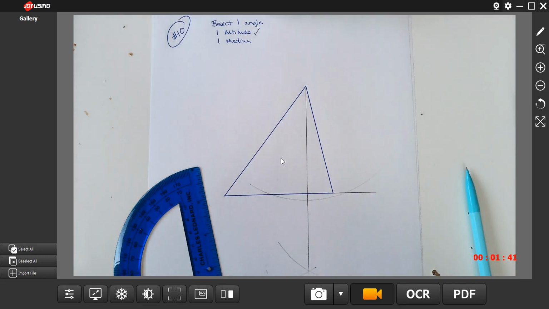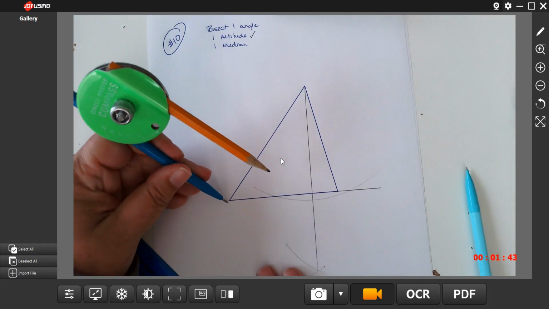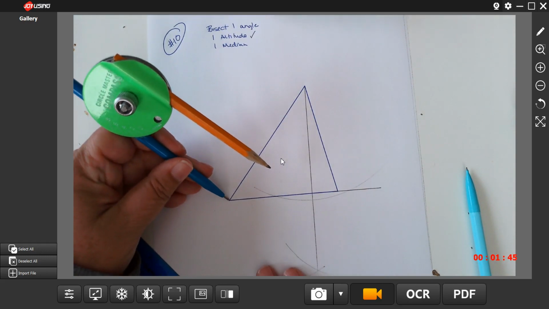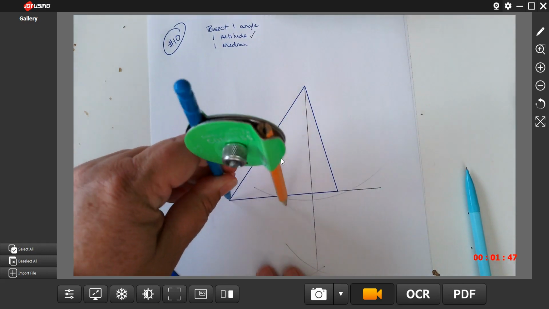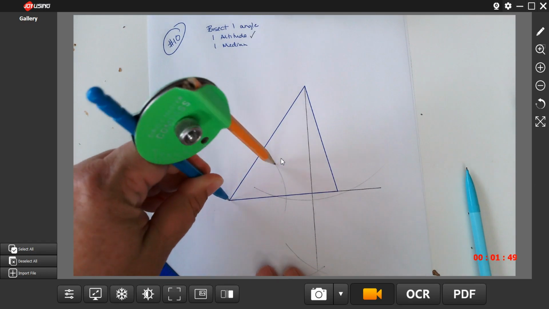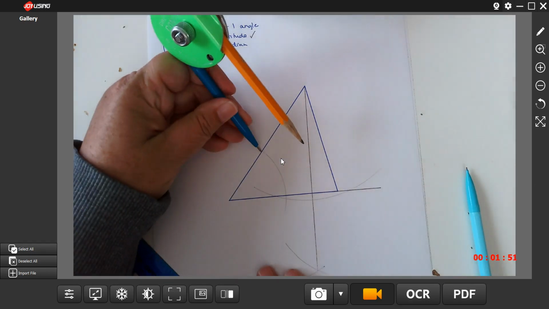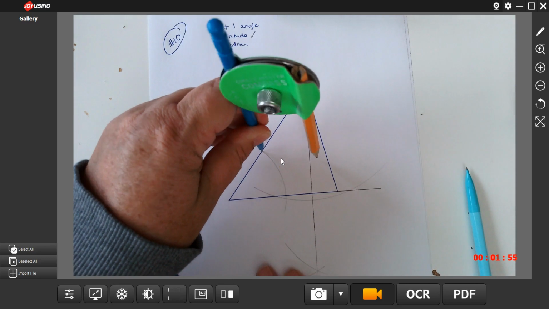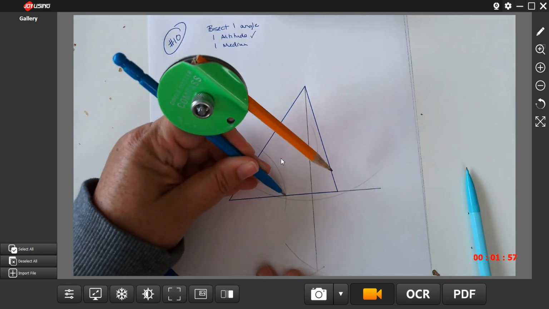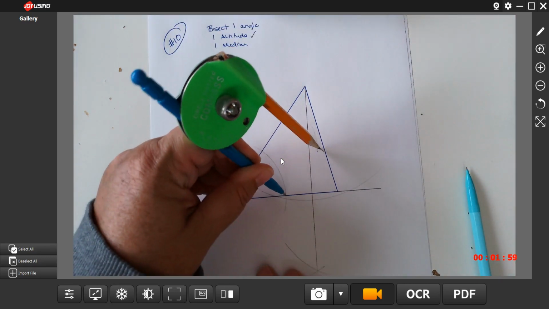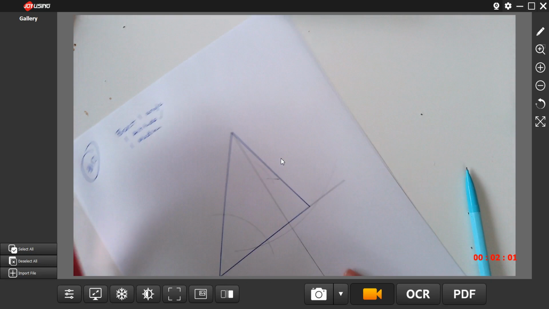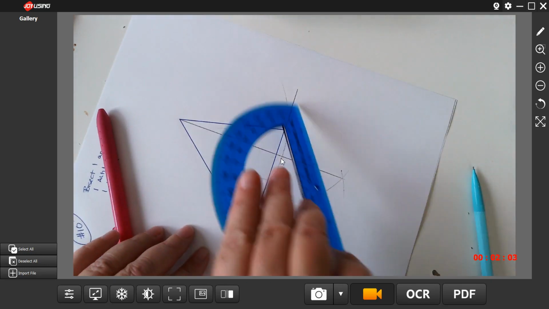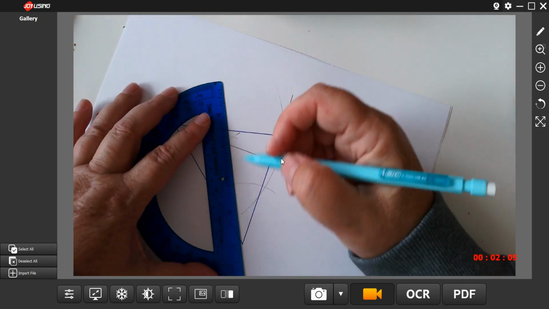Okay, so I can set my compass to anything I want. Put my point on my vertex. Swing an arc. I've now got 2 points of intersection. Put my point on one point of intersection, swing an arc. Go to the other point of intersection and swing an arc. And now I can draw in my angle bisector.